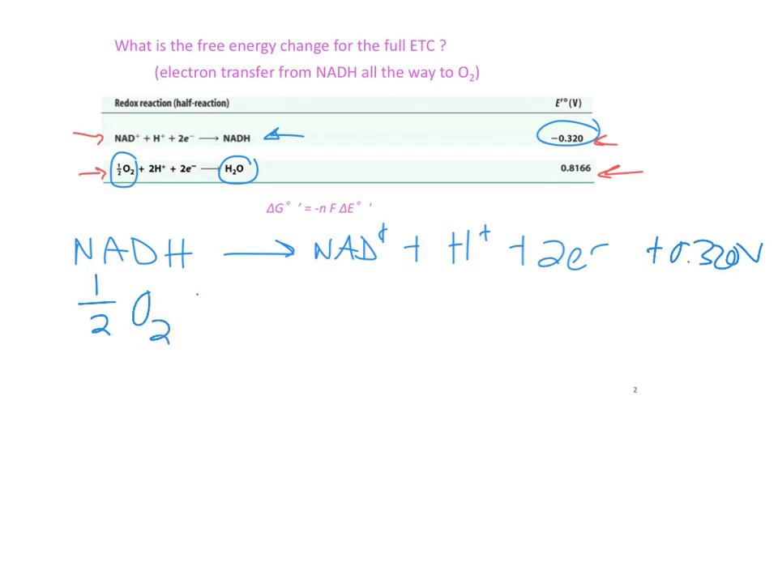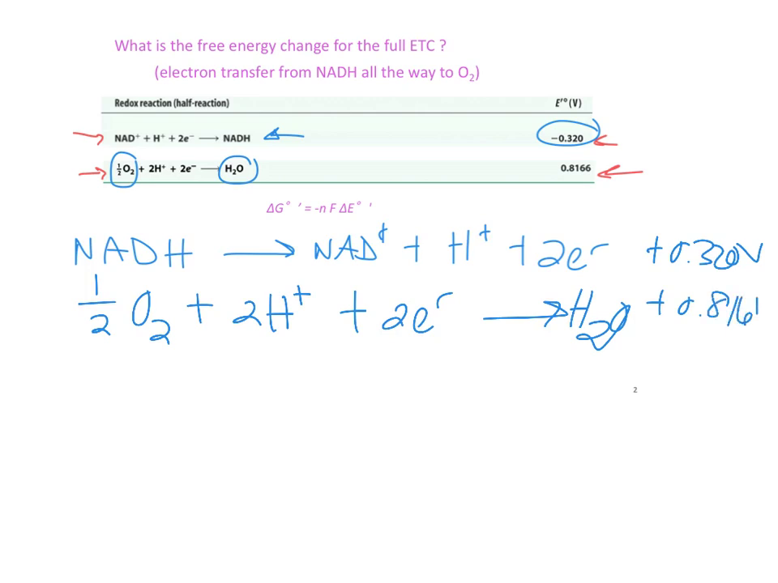I get to leave my second half reaction the way that it is. So half of an oxygen plus 2 protons plus 2 electrons goes to water. And because I didn't change that half reaction, nothing changes here. So plus 0.8166. And before we do the math and add these, you should notice that this half reaction has a positive reduction potential, which means that it wants electrons a lot more than this one right here, which has a negative reduction potential.